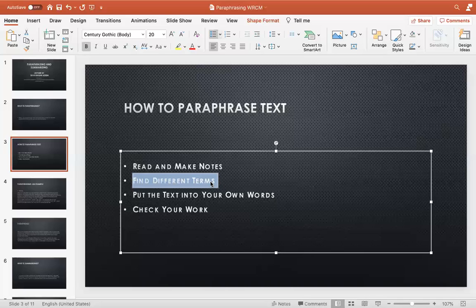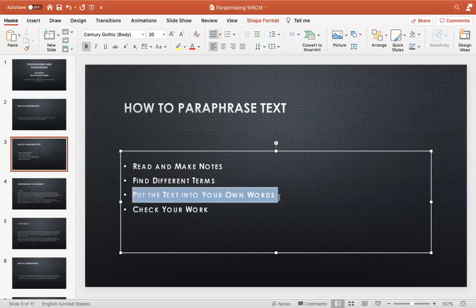Why? Because the paraphrase is meant to simplify the original text. Therefore, you should spotlight those words or terms which are new, which are relatively unknown, so that when you write the paraphrase, you use simpler words for those technical words.